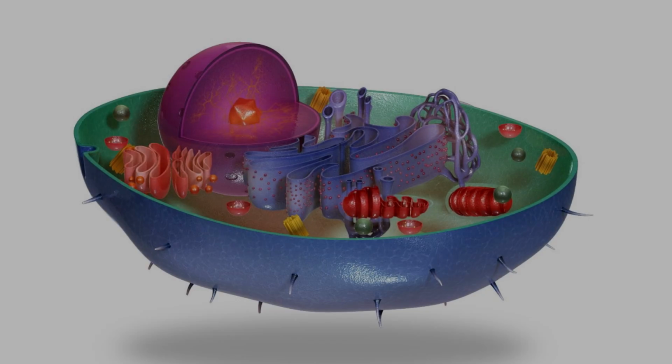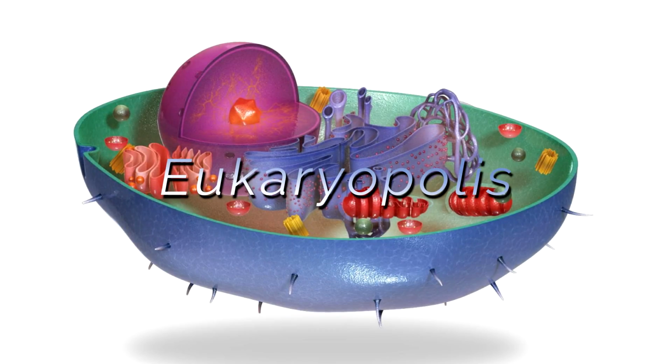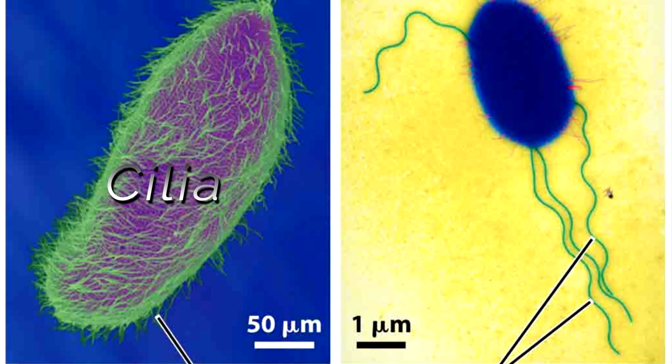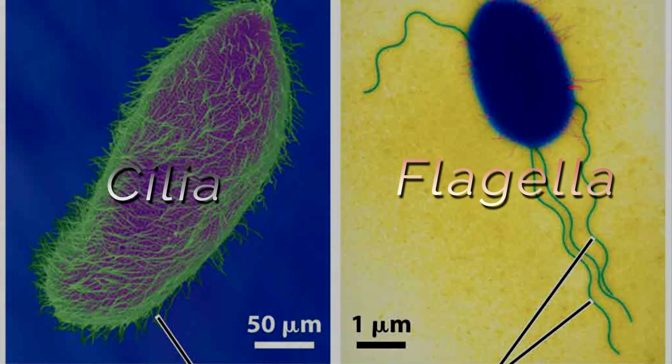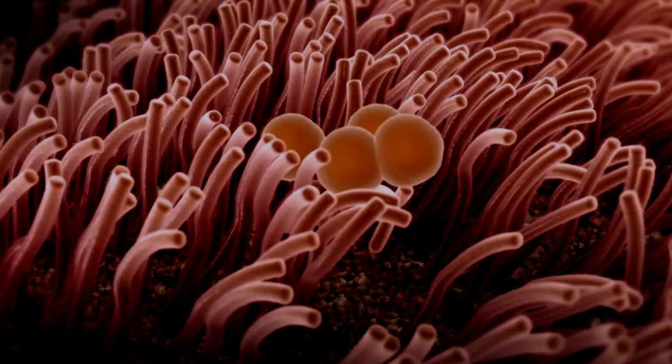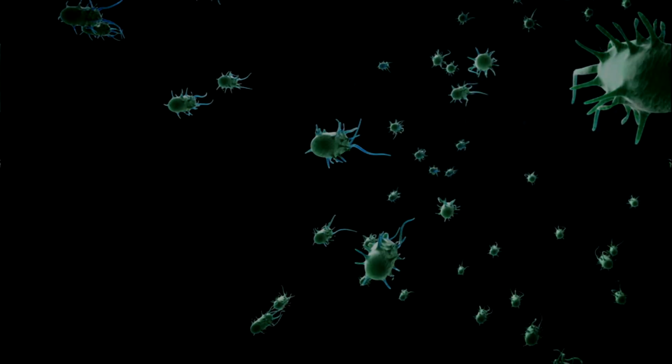So as you approach the city of Eukaryopolis, there's a chance that you will notice something that a traditional city never has, which is either cilia or flagella. Some eukaryotic cells have either one or the other of these structures, cilia being a bunch of tiny little arms that wiggle around, and flagella being one long whip-like tail.